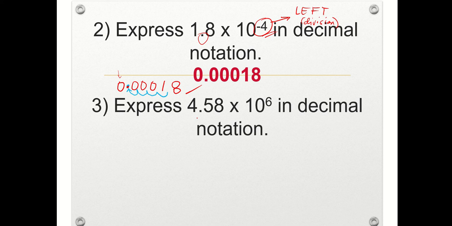Okay, so reveal na natin, no? 4.58, edi sulat natin yung non-zero digits, 4, 5, 8. Then, 6 steps to the right, kasi positive, right? Okay? So, dahil may dalawa ka na, 1, 2, magdadagdag ka na lang ng 4 na zeros, no? So, 1, 2, 3, 4, 5, 6. Therefore, 4.58 times 10 to the 6th power is the same as 4,580,000.